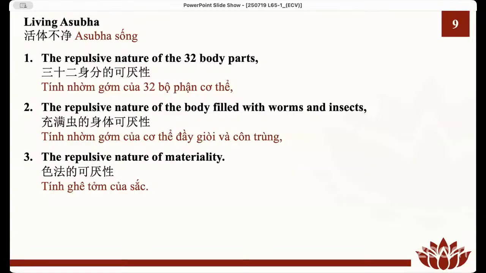I already mentioned there can be different conditions, attaining jhana or not attaining jhana. Two, the repulsive nature of the body and insects. So here, when we talk about the body full of worms, there is also some explanation. Another thing is many bacteria inside the body. Our body is also a home for worms, insects, and bacteria.